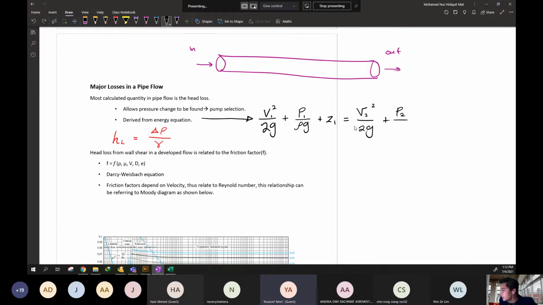Can I replace rho G with gamma? Is it okay, or is it wrong? Yes, okay. Plus Z2, and then plus HL. Yes, correct. Okay, thank you very much.